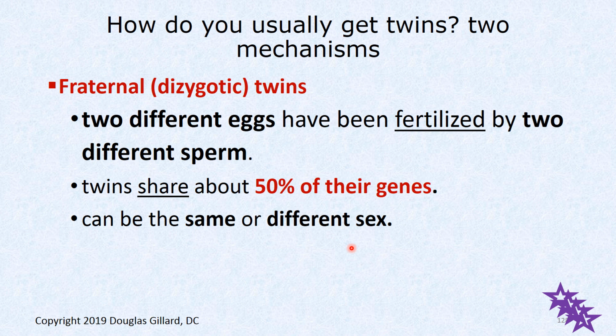material. So they're similar, but not any more than a regular brother. Another brother who wasn't a twin shares about 50% of their genes as well. So they can be different sexes. And in fact, my twins, we have 1 boy and 1 girl.